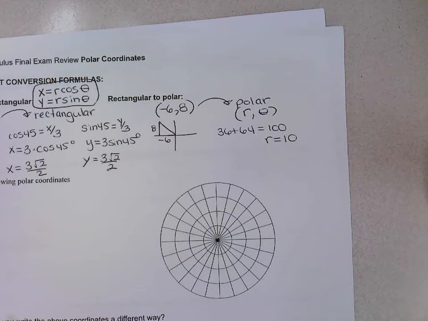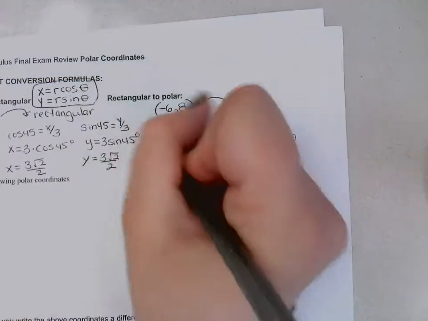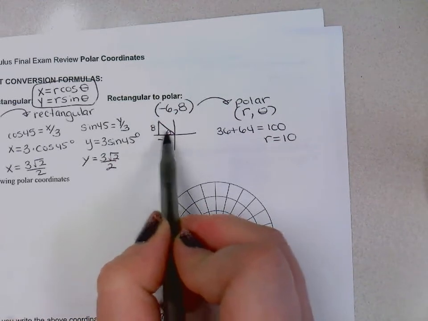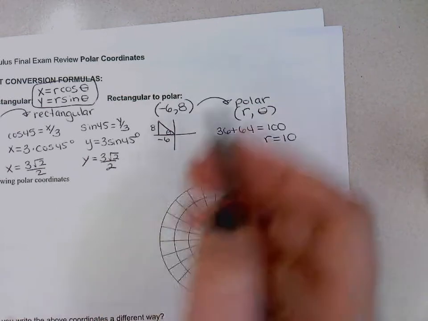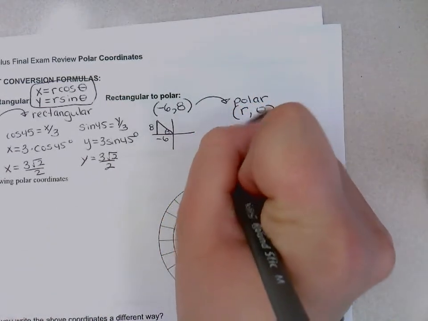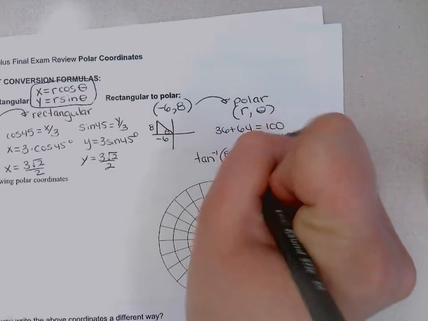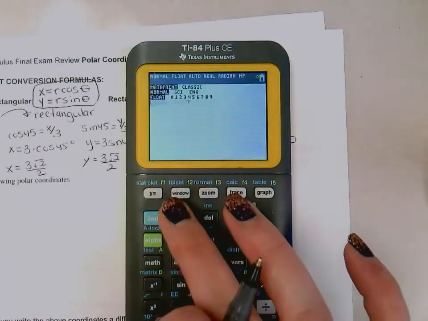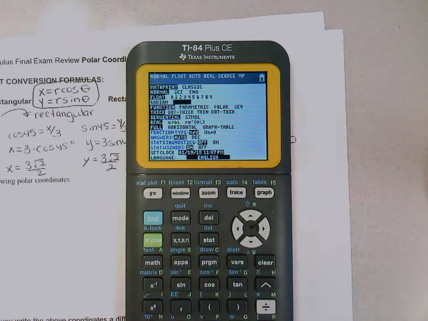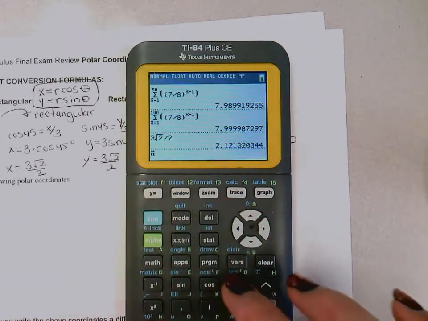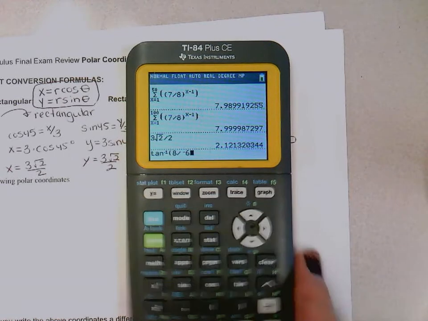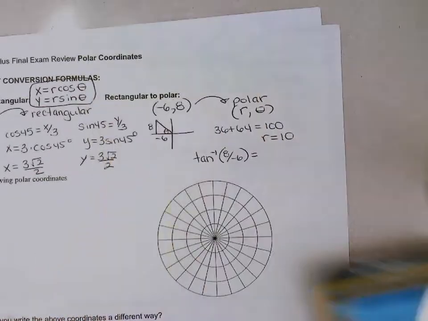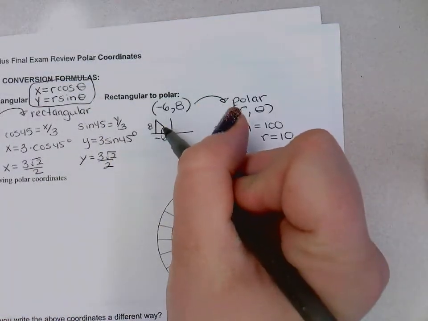And then I can use the tangent ratio to find my angle. So the tangent is equal to opposite over adjacent, which in this case is y divided by x. So I'm going to take the tangent inverse of y divided by x. And I want to be in degree mode on my calculator. So I'm going to go second, tangent inverse, 8 divided by -6. -53 degrees, rounded.